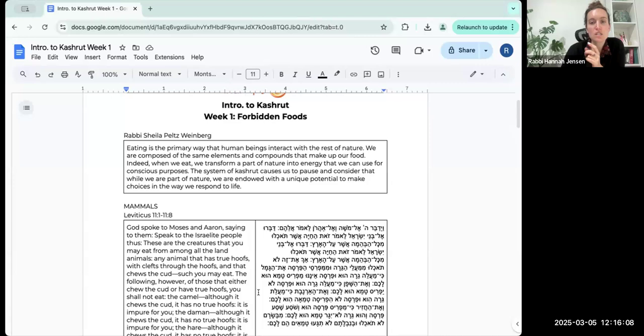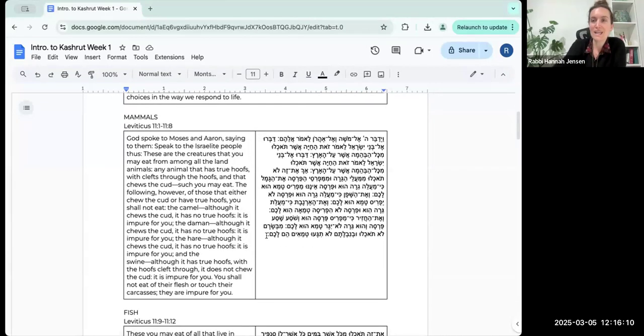Okay, we're going to look at the verses from the Torah that tell us which things we can and cannot eat. These are not the mixtures. These are just the forbidden, prohibited foods themselves, because as I told you, we'll talk about mixtures next week. So let's just start with mammals. We get 8 verses about mammals. I am going to read these and then we'll discuss them.